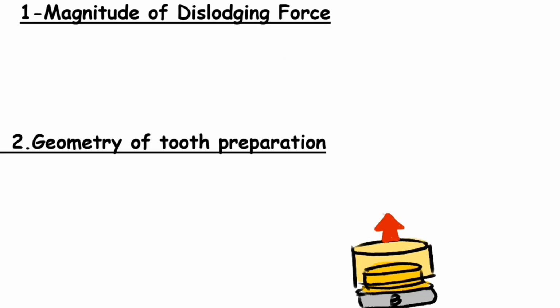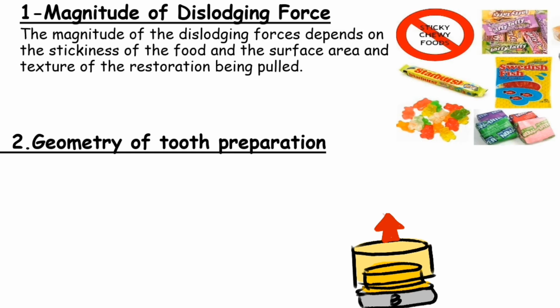First of all, we'll talk about magnitude of dislodging forces. It depends on the stickiness of the food and the surface area and texture of the restoration being pulled. So it is a very important retention and resistance form. A patient having a restoration is not allowed to eat sticky or chewy foods, because if they eat these types of foods, it will eventually result in the restoration being pulled.